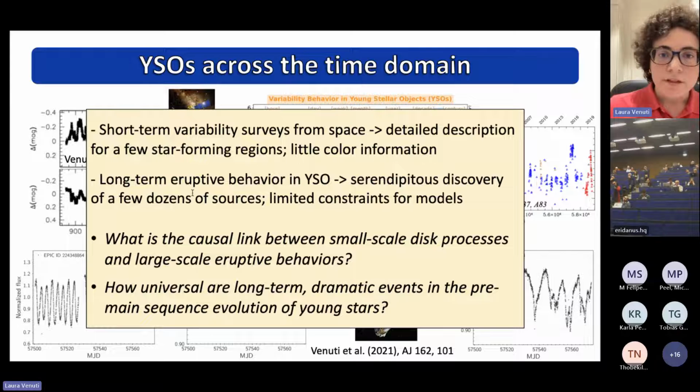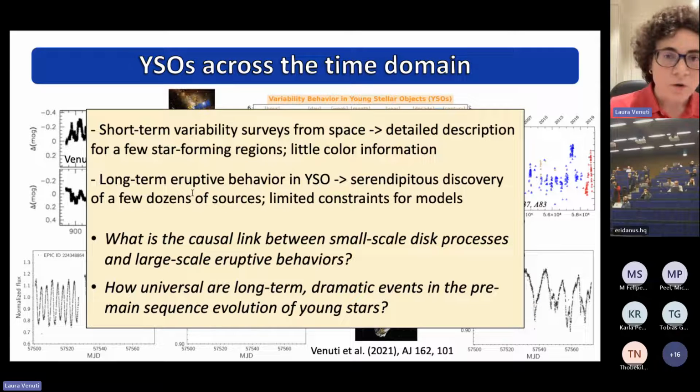And for longer-term eruptive behaviors in young stellar objects, our current knowledge is based on just a few dozen sources that have been discovered serendipitously. And so this has limited the amount of constraints that could be provided to modelers to get a more detailed understanding of the type of physics that is governing these sources.